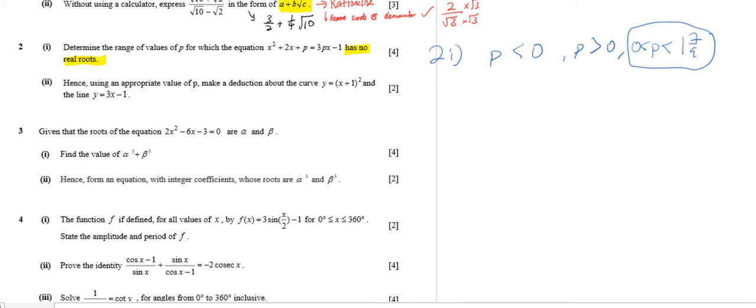Okay, can you help me highlight this? No real root. Now, no real root means what? B square minus 4AC smaller than 0. So, if you have this equation, what you need to do is you need to first arrange.